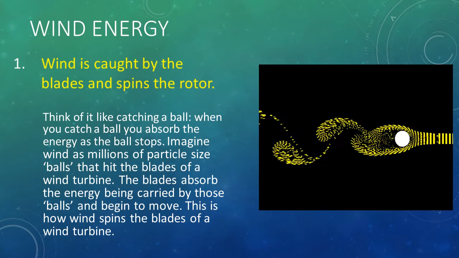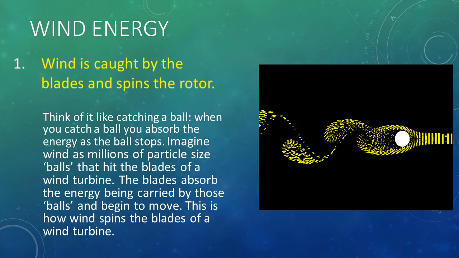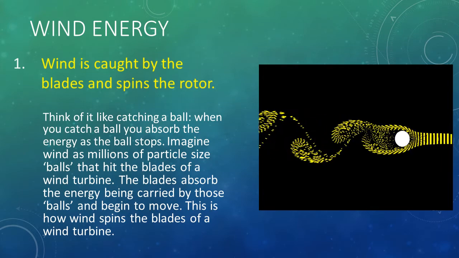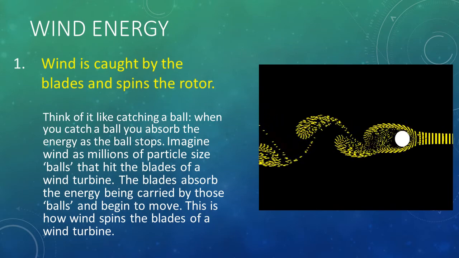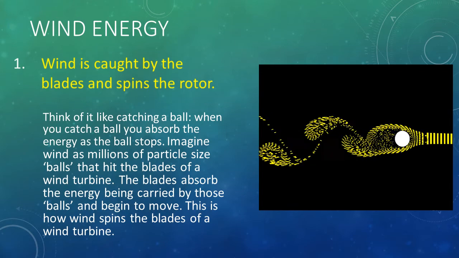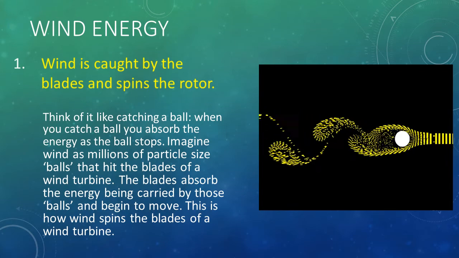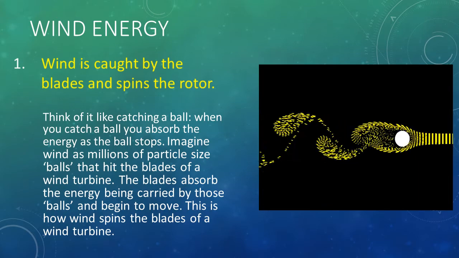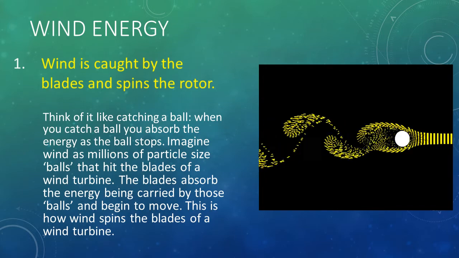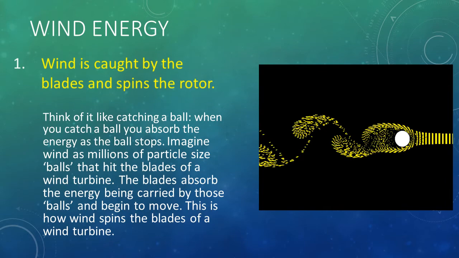So here we've got another image. You see the wind is moving from the right, and it's moving over the ball or the sphere there, or the circle for that matter. And as it moves over that ball, you can see that it slows down, okay? So you've got wind moving at a certain speed. As it impacts the ball, it slows down.